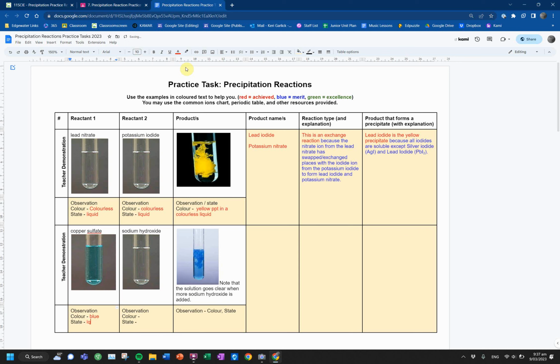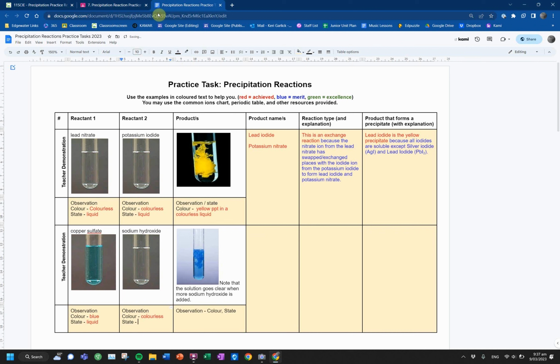So I'm mixing two liquids together, which is a key characteristic of precipitation reactions. The second one I'm getting is my sodium hydroxide. Sodium hydroxide is this one here. Clear. But we're going to use a better word than clear, because this is clear, I can see through it, but it's not transparent. It's colorless. Don't use the word clear. Use the word colorless. It's a better descriptive word.